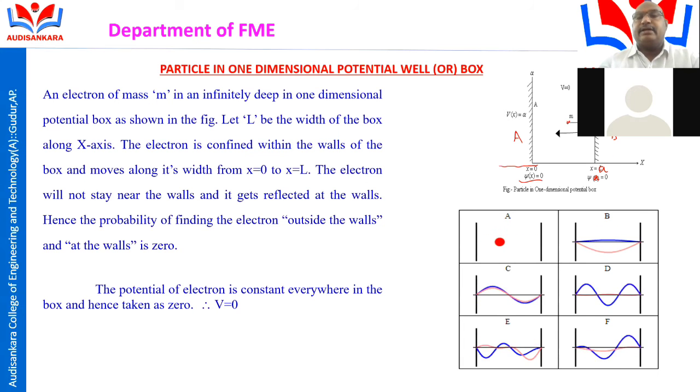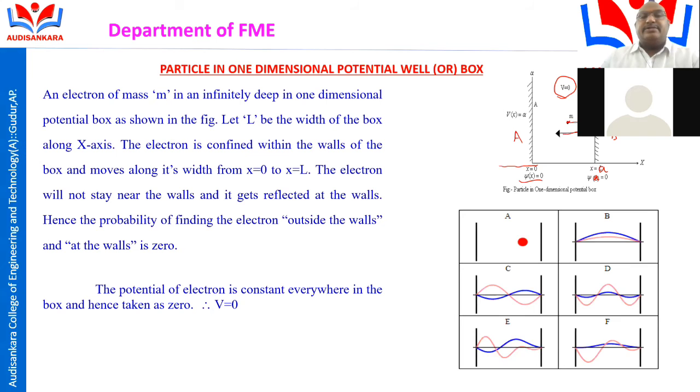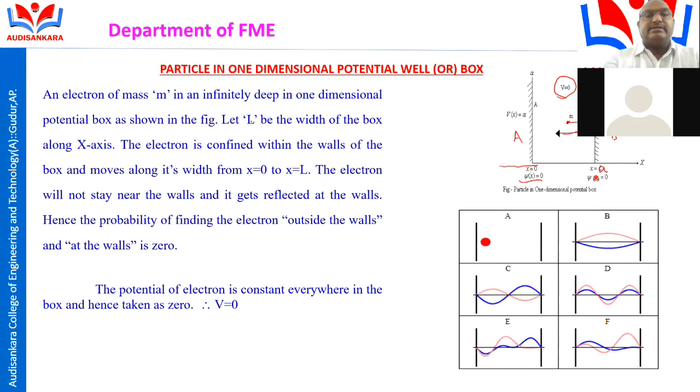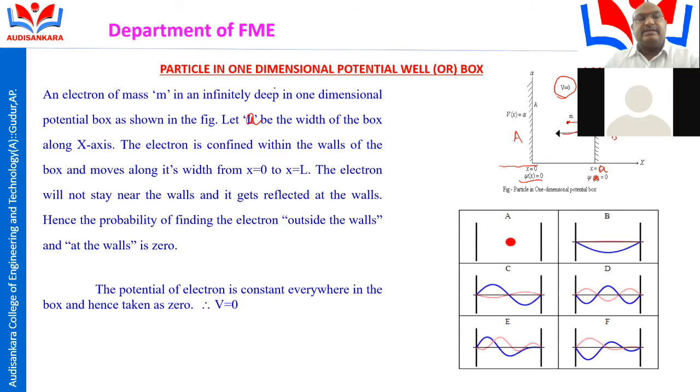The particle of mass m moves freely from one place to another within the rigid walls A and B. For a free particle, V is equal to 0. In particular, in a one-dimensional potential box or potential well, an electron of mass m is in an infinitely deep potential box, as shown in the figure. Let small a be the width of the box along the axis. An electron is confined within the walls of the box and moves along it. The width is x is equal to 0 to x is equal to a.